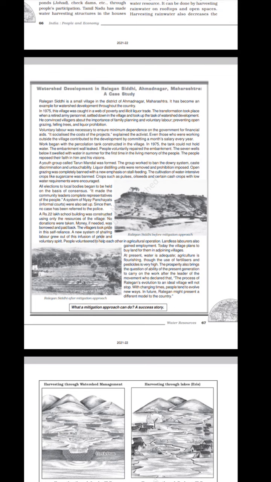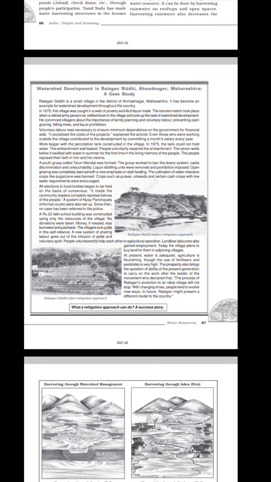Even those who were working outside the village contributed to the development by committing a month's salary every year. Work began with the percolation tank constructed in the village. In 1975, the tank could not hold water. The embankment wall leaked. People voluntarily repaired the embankment. The 7 wells below it swelled with water in summer for the first time in the living memory of the people. The people reposed their faith in him and his vision.